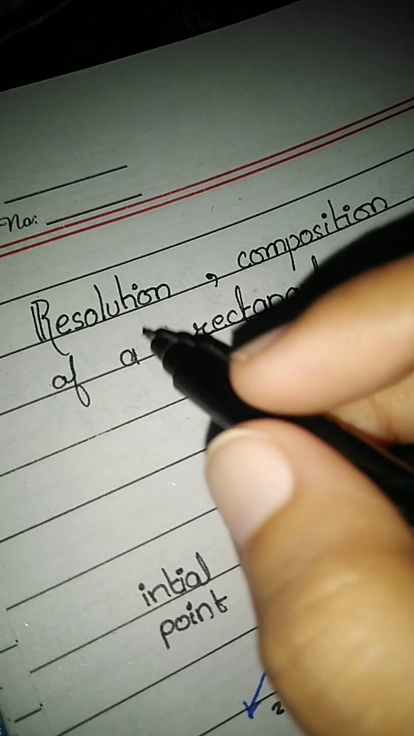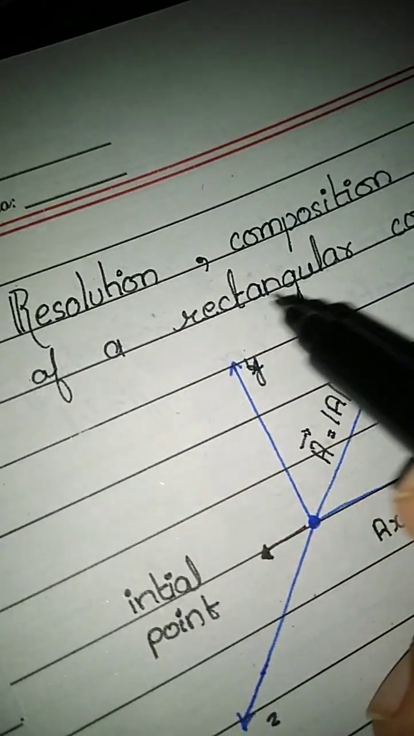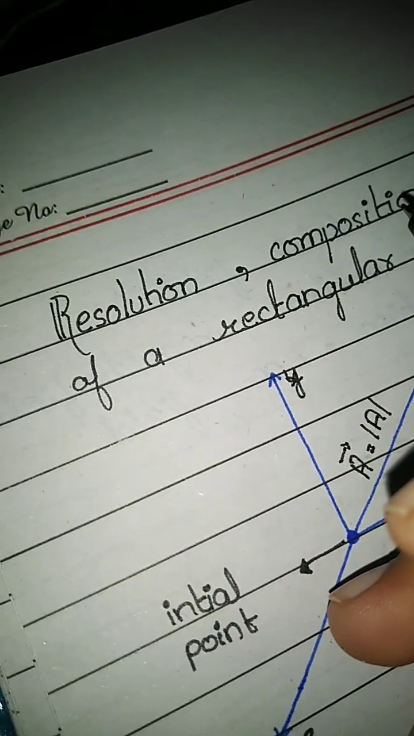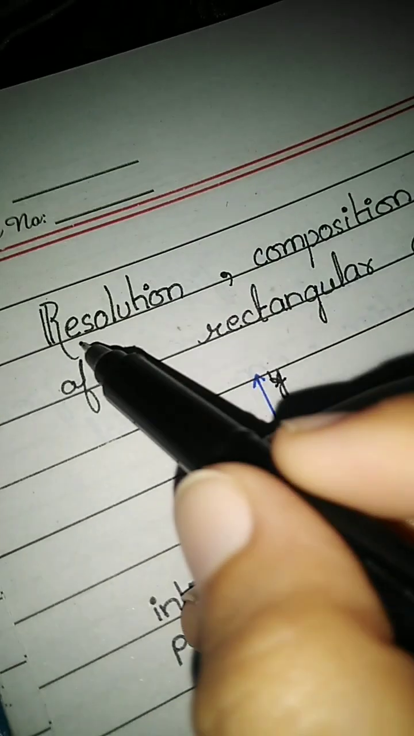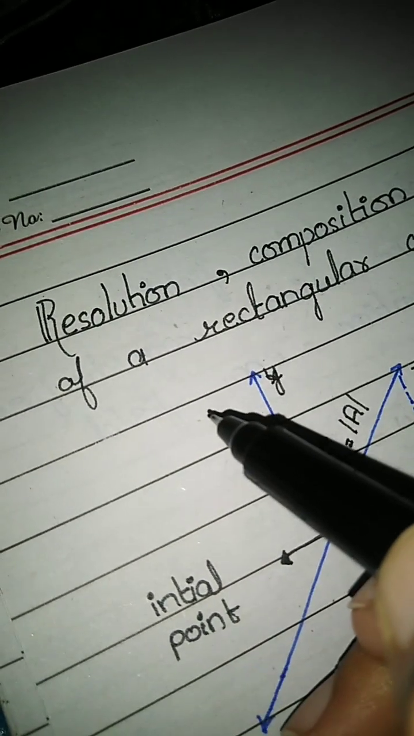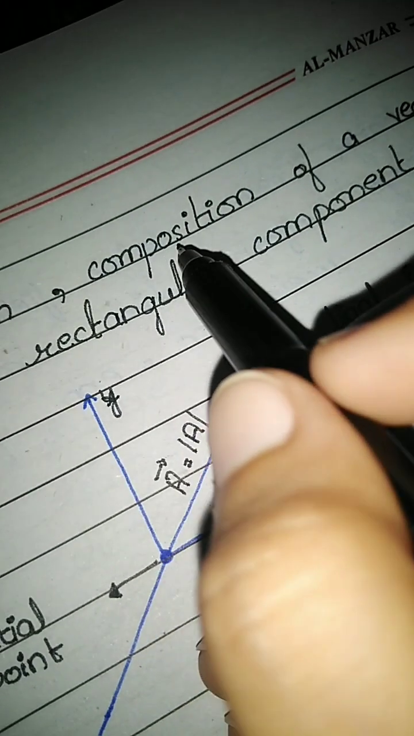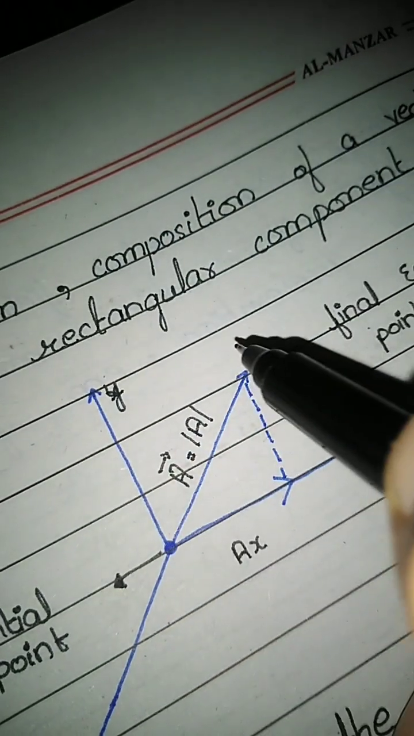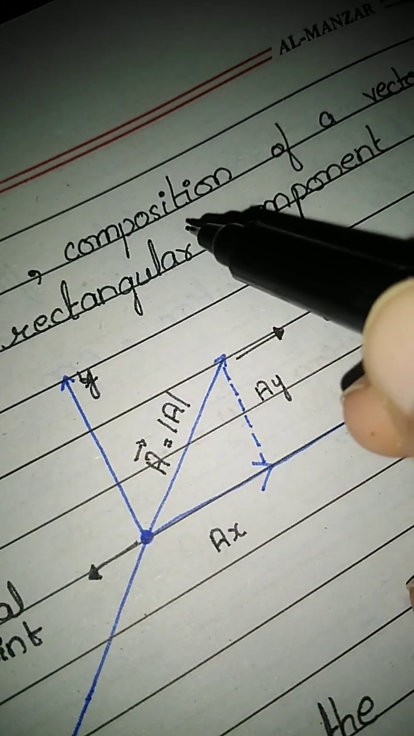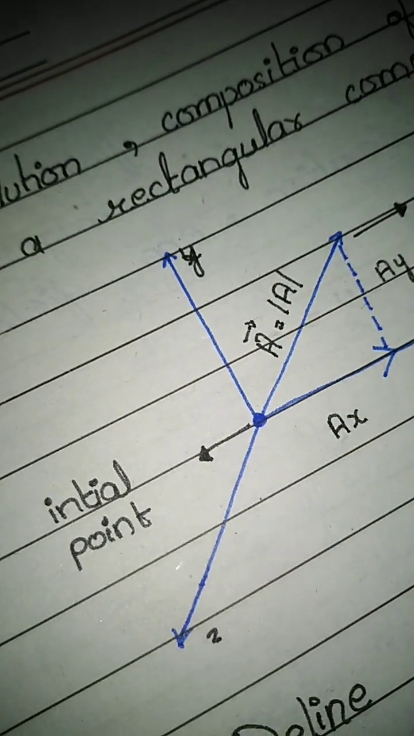In this lecture, we're going to talk about the resolution and composition of a vector into rectangular components. Now, what is resolution? Resolution is basically the breakdown. It is known as the breakage. And composition, as we know, means a body, how much a body is composing, how many parts are there. So this is all about resolution and composition.